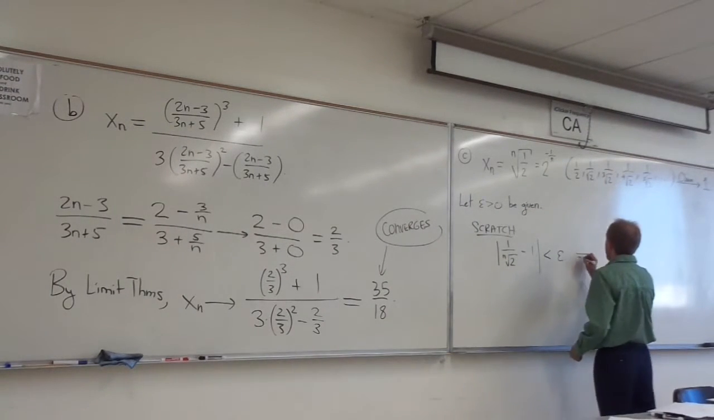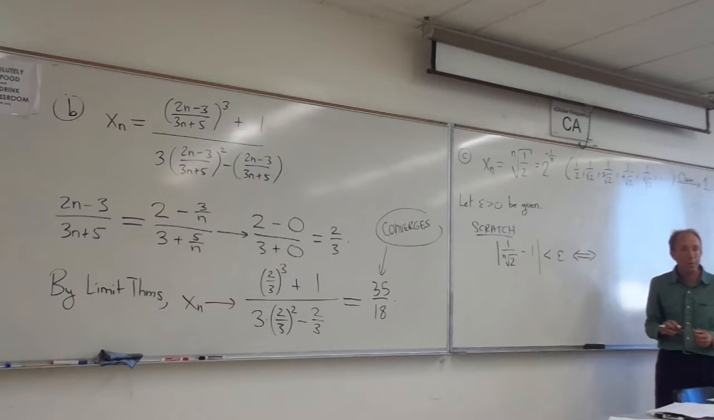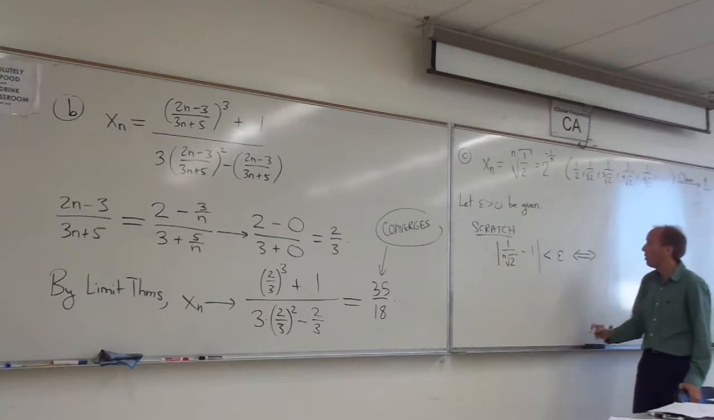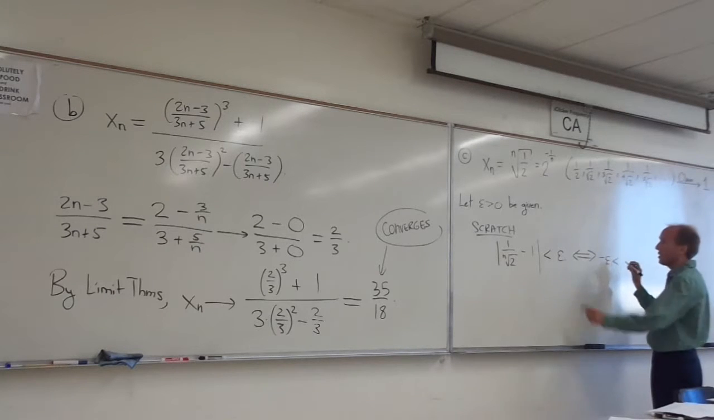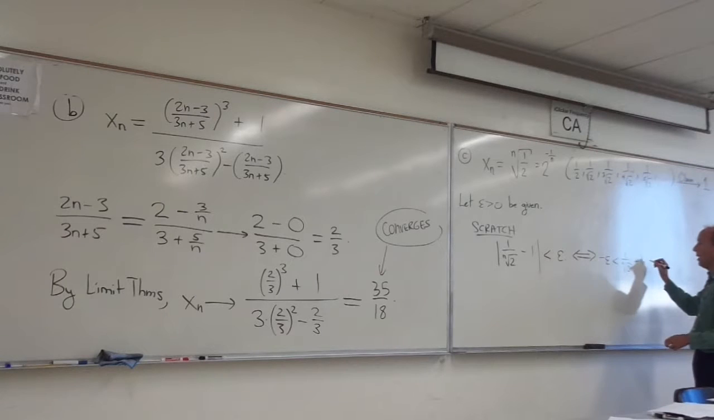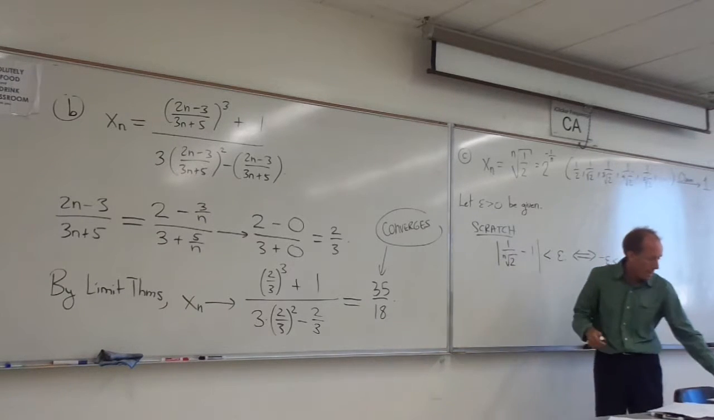So we can try and do a bunch of steps here to unwrap this thing backwards. We'd like to solve for n, really. That's what we want to do here. Solve this for n. So if I put negative epsilon less than 1 over the nth root of 2 minus 1 less than epsilon like that, then we can go at it from that point of view.